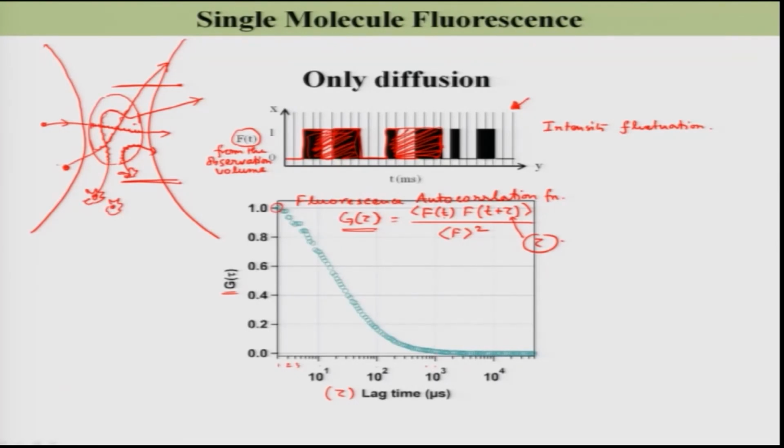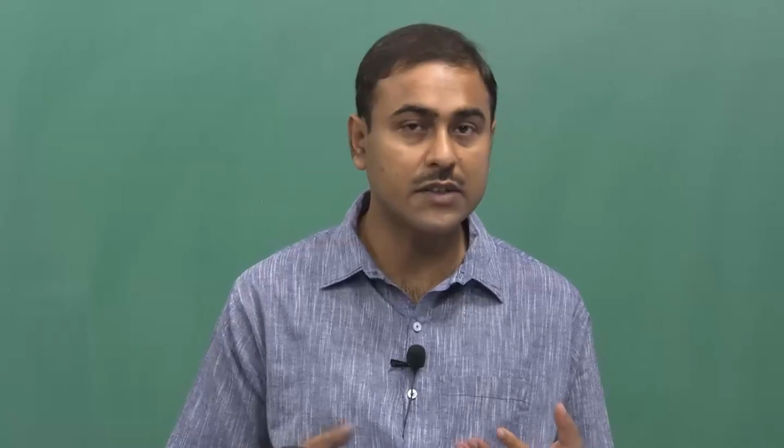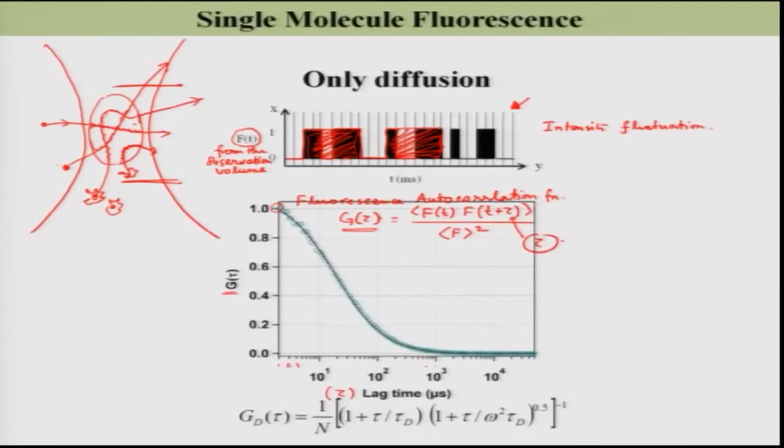Now, whatever I said, if I express this in mathematics, then it should be related to the diffusion time. If I show you that particular equation, you see this g tau is related to this tau d, that is, how fast this molecule is passing through this observation volume, and this is guided by this particular equation, where n is the number of molecules present in this observation volume. And you see these experimental data, those circles, are now fitted with this equation to get the value of tau d.